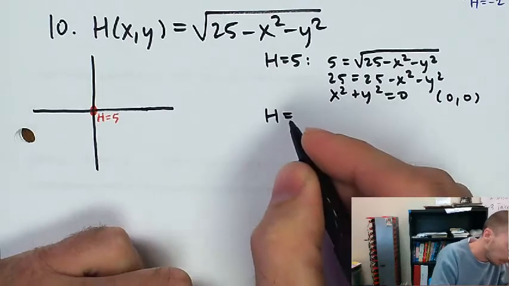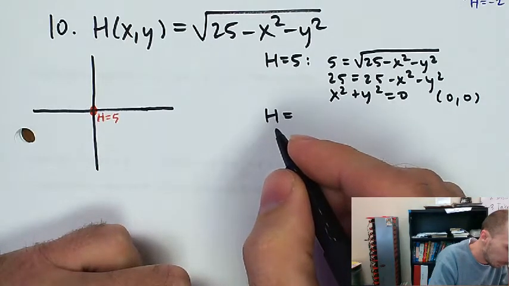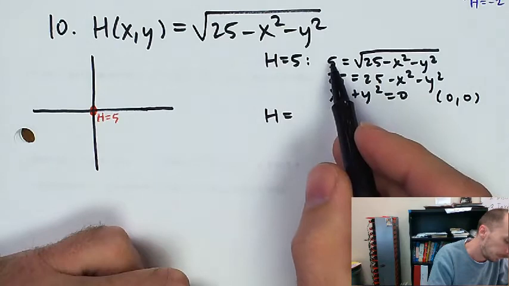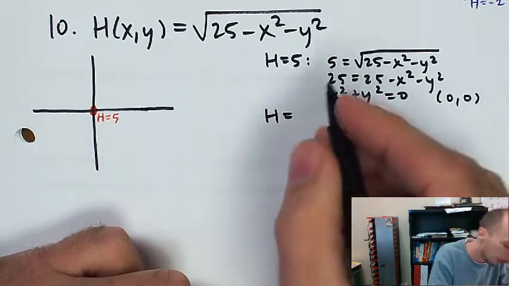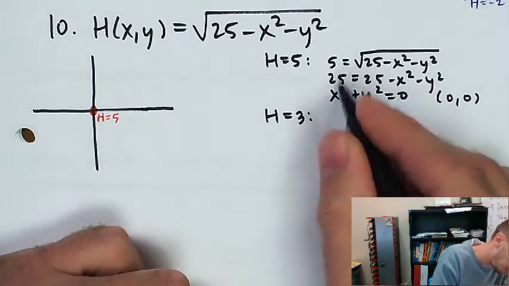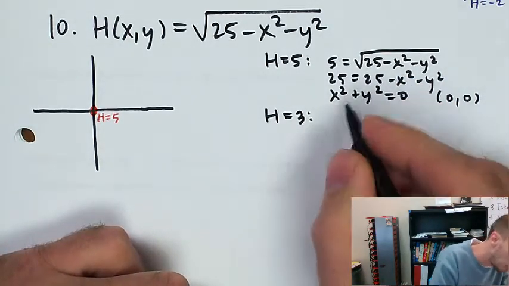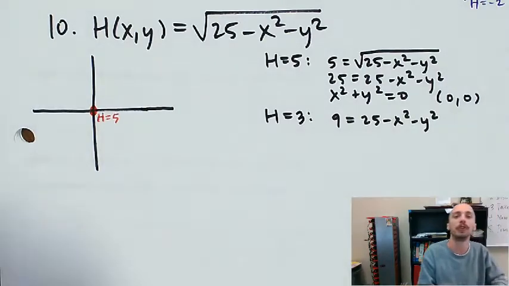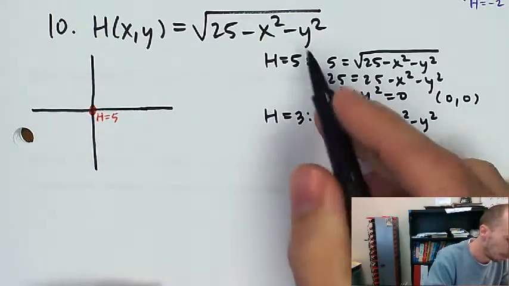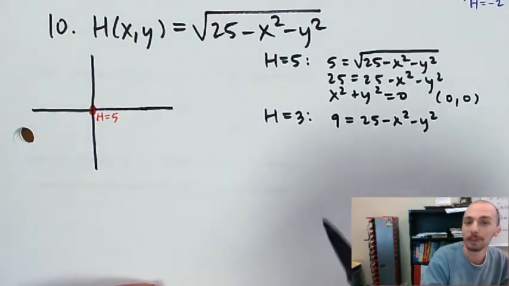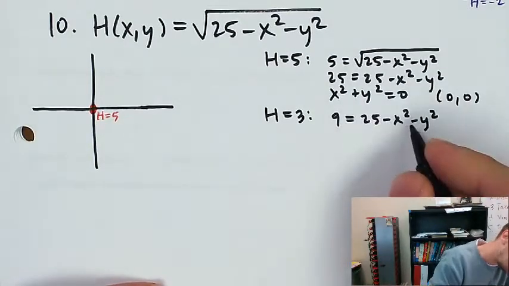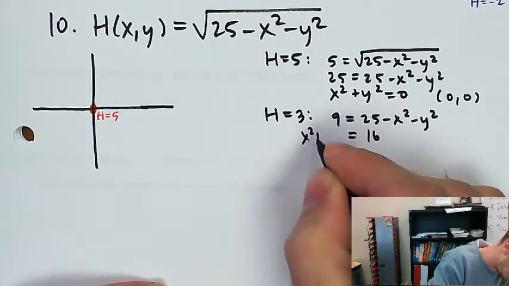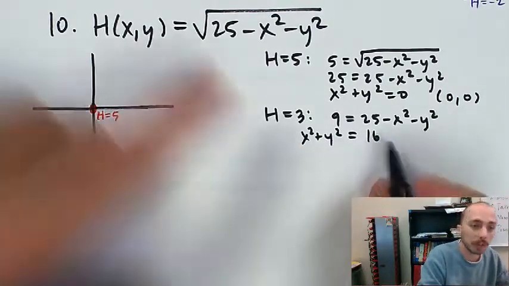But say h equals, let me think about this. I think 3 and 4 will be good options. When h equals 3, I'll have 3 equals that square root, and then I'll do the exact same thing. I'll square both sides. So I'll have 9 equals 25 minus x squared minus y squared. I'm realizing that I'm going to do 5, 3, 4, and 0. And that will be perfect. So now I'm going to subtract 9 from 25, and I'll get 16. And that'll equal x squared plus y squared. We know that that's a circle centered at the origin with radius 4.